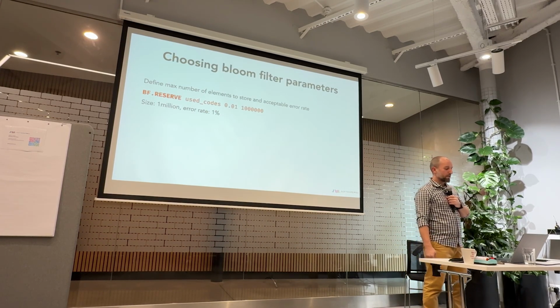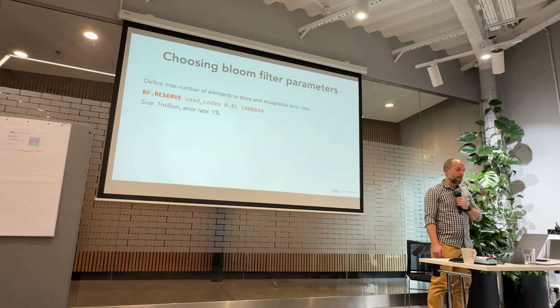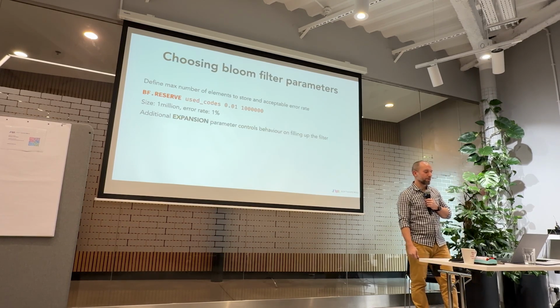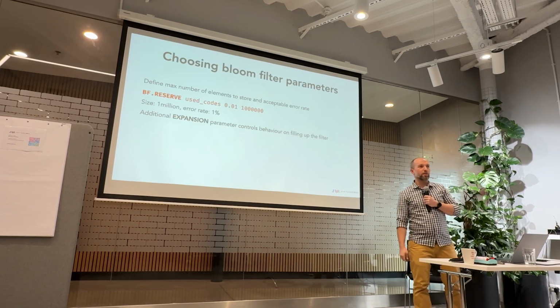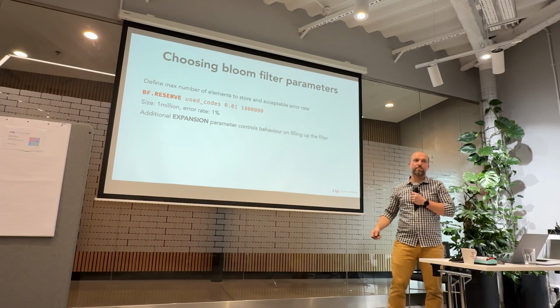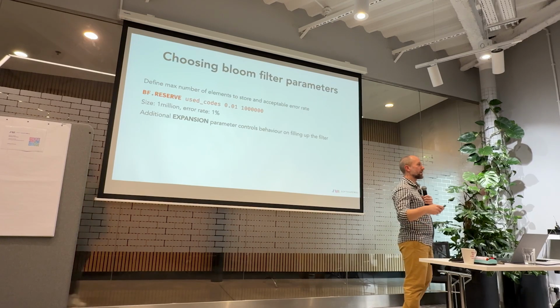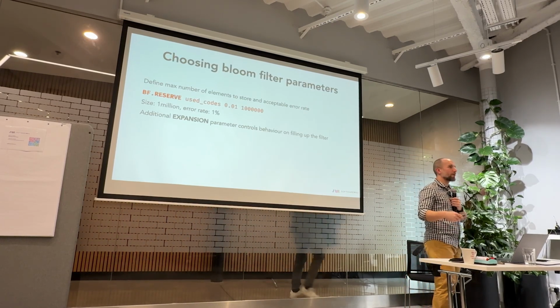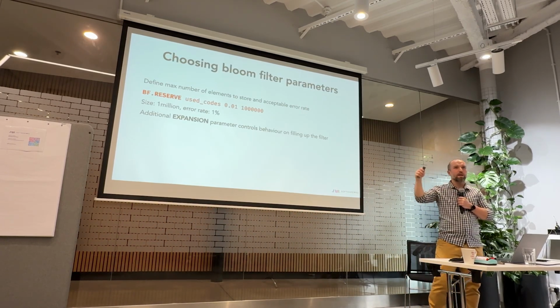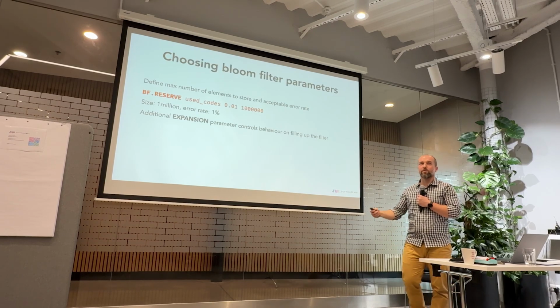It was already this 1 million size Bloom filter with error rate of 1%. There are additional expansion parameters. For example, if the filter gets filled, it degrades a bit because the error rate starts to grow because you have all the cells flipped. So whatever you would ask the Bloom filter for, you will get a false positive.